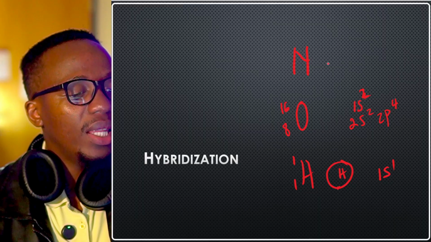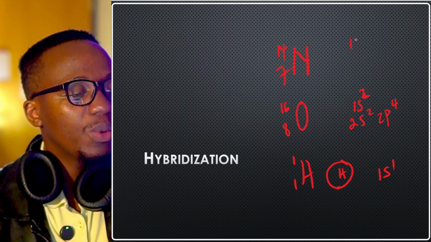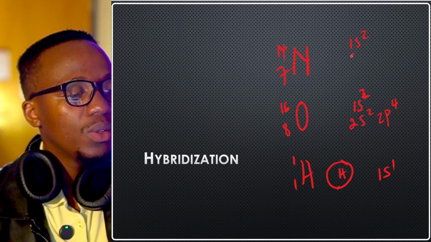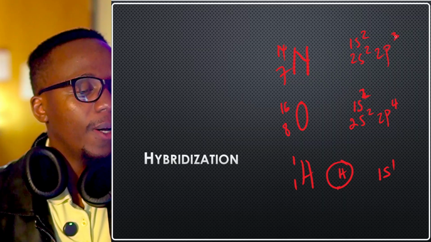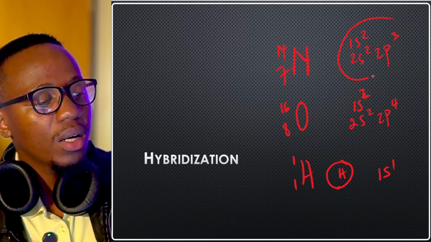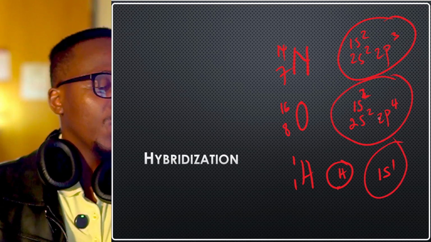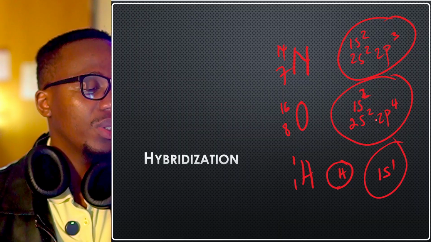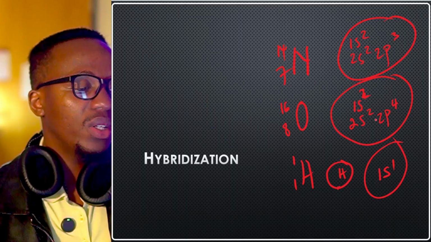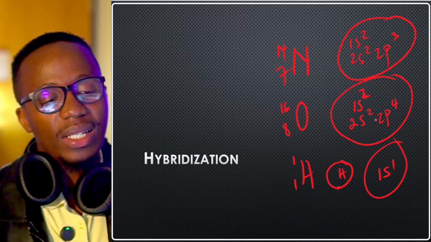Nitrogen has 7 electrons. So it's going to be 1s2, 2s2, 2p3. So these are orbitals. And of course, as you can see, there are orbitals on the outer layer as well. So you have orbitals in the inner layer and then the outer layer, and the outer layer orbitals are the ones that do the binding.